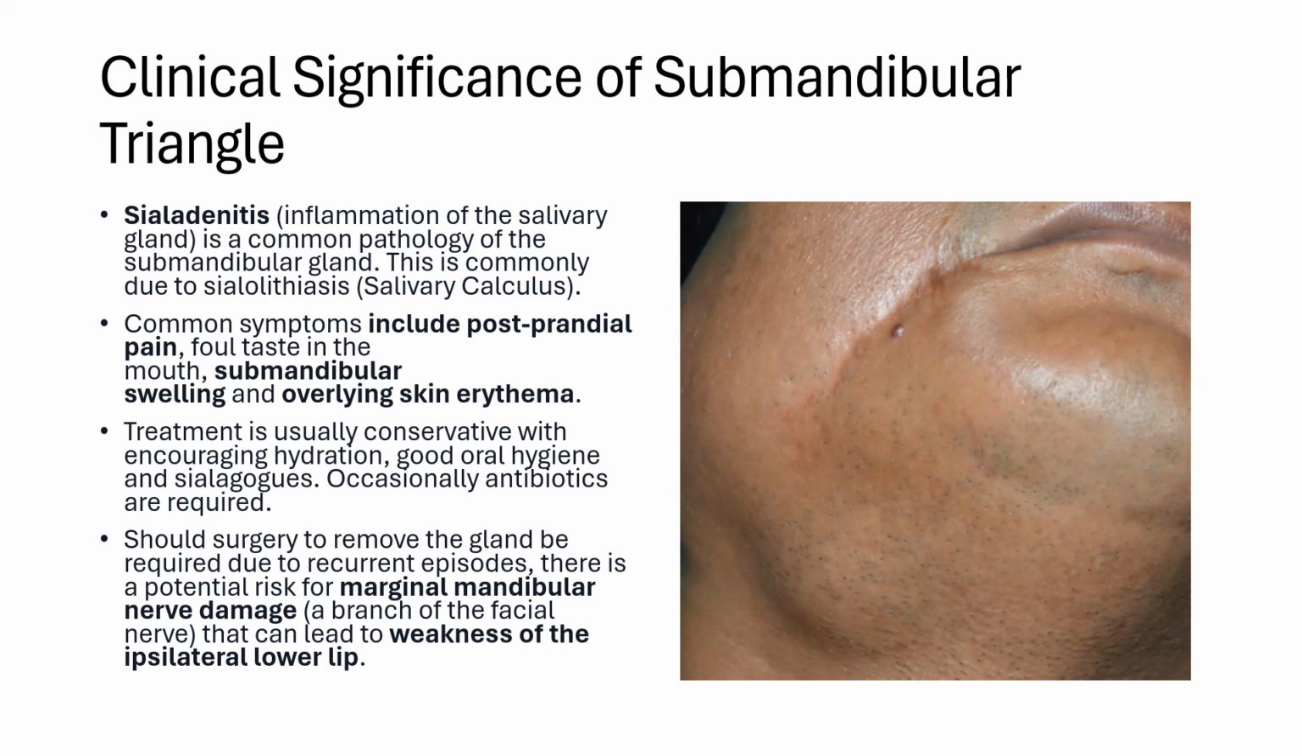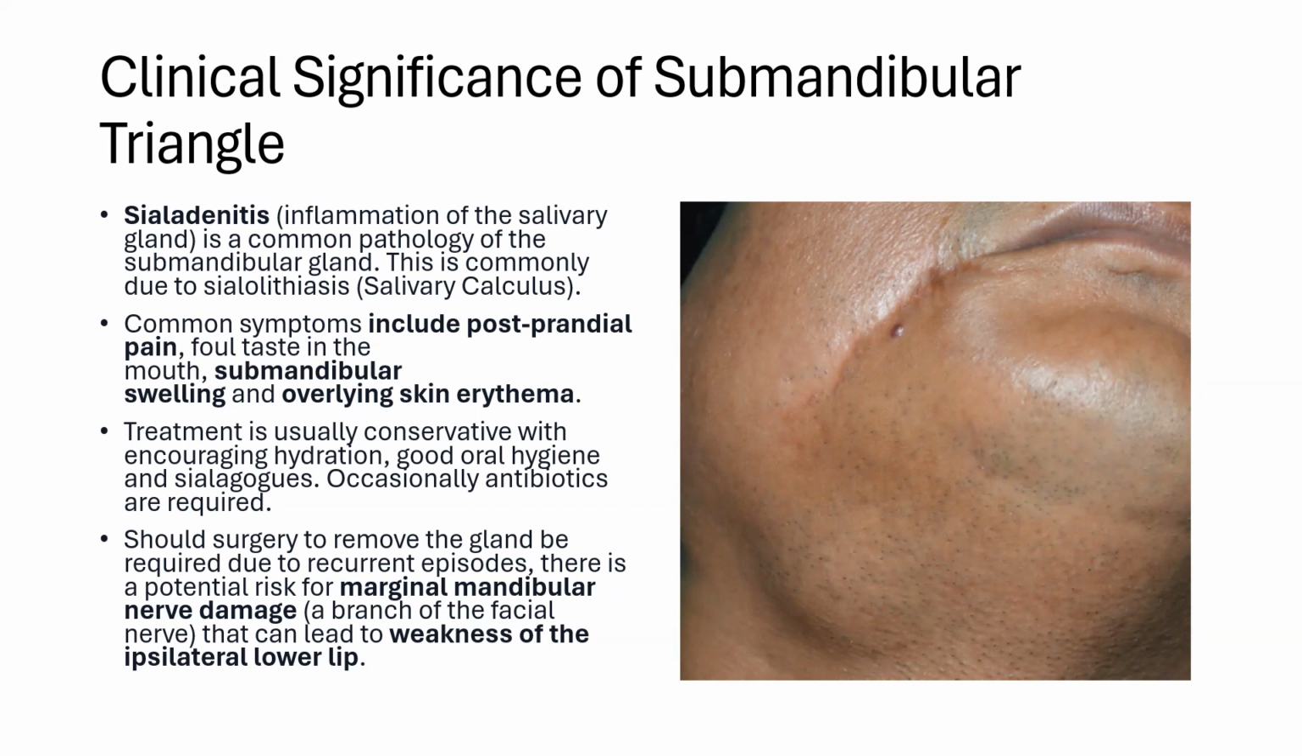If we look at the clinical significance of the submandibular triangle, sialadenitis, which is inflammation of the salivary gland and a common pathology of the submandibular gland, causes swelling in that area. Common symptoms include postprandial pain, foul taste in the mouth, submandibular swelling, and overlying skin erythema. Treatment is usually conservative, with encouraging hydration, good oral hygiene, and sialogogues. Occasionally, antibiotics are required if there is expression of pus from the submandibular duct.